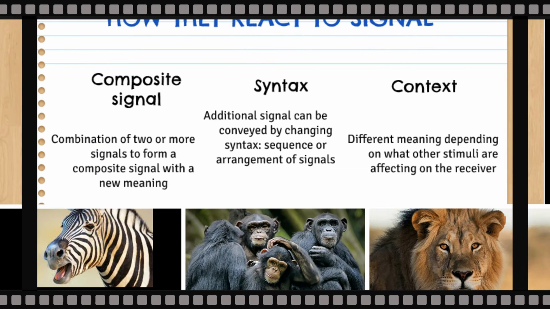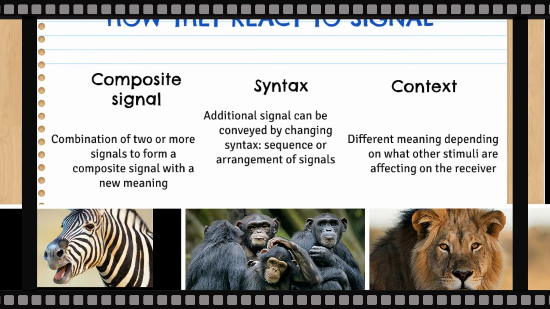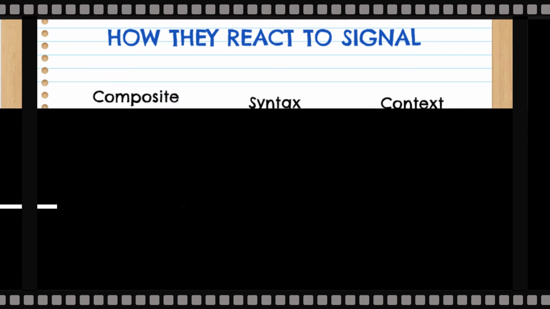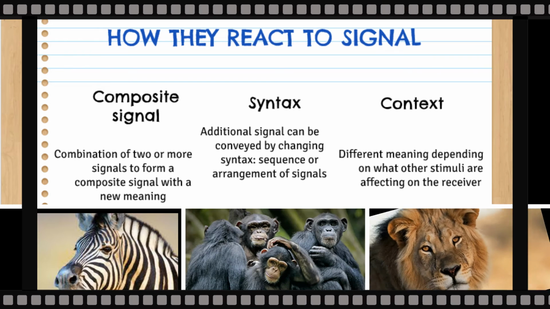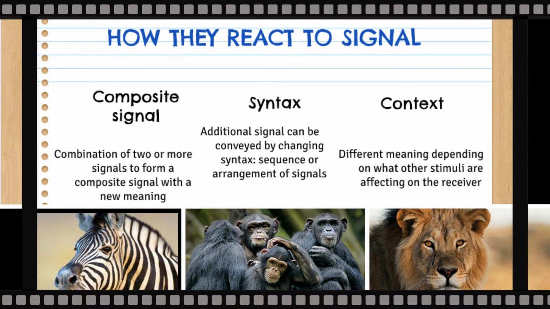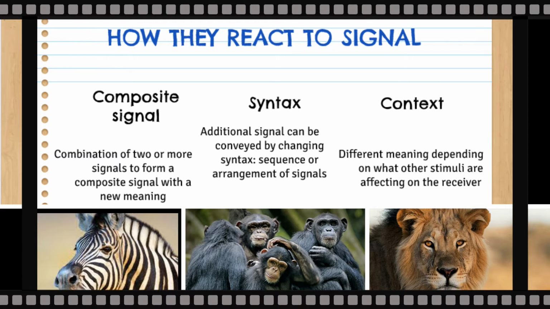They increase the information content. So in this, there are composite signal, syntax and context. Composite signal can be seen in zebra behavior, where the meaning of the open mouth depends on whether the ears are forward, showing friendly behavior, or backward, showing hostile behavior.